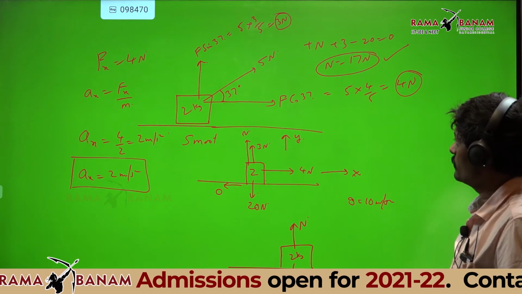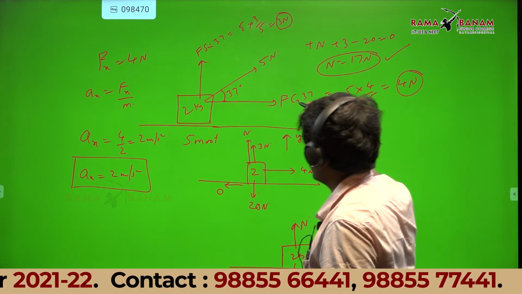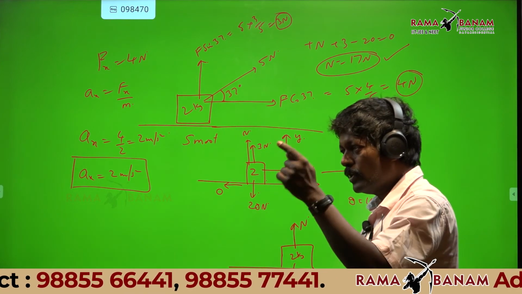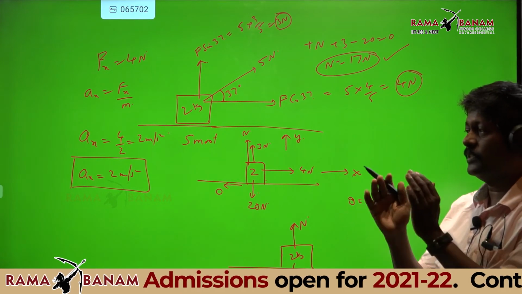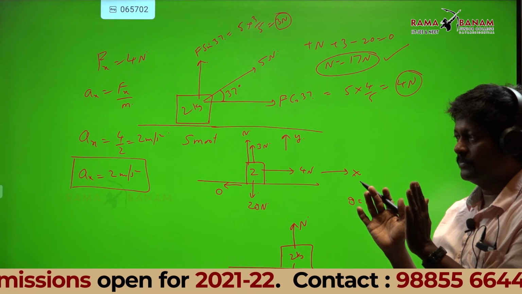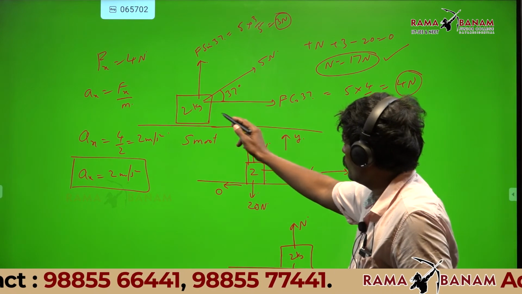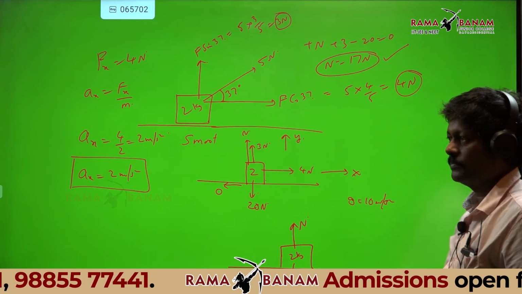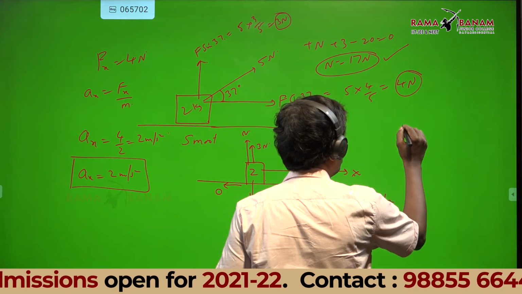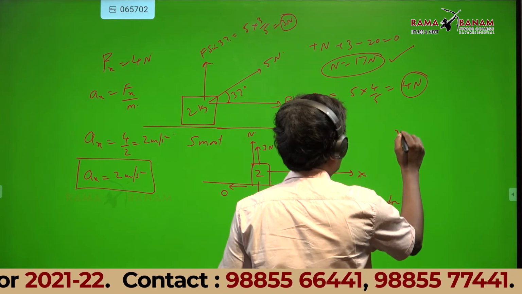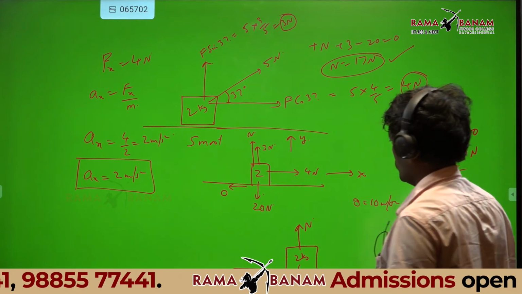Fx is equal to 4 N, meaning F net in the horizontal direction. It means we are checking in which direction the body is moving. This 2 kg block is moving on the surface. Horizontally there are 3 N and 4 N. But downwards you get 20. What is the 20? It is mg. M is 2, gravity is 10, so 20 Newton.